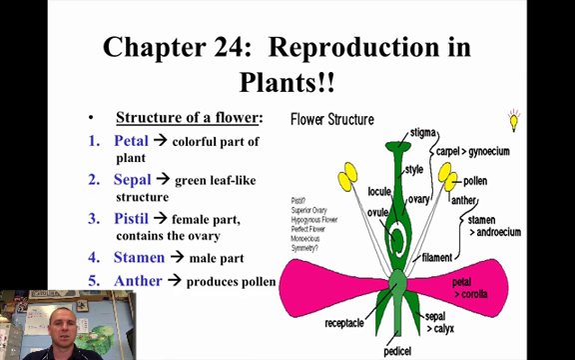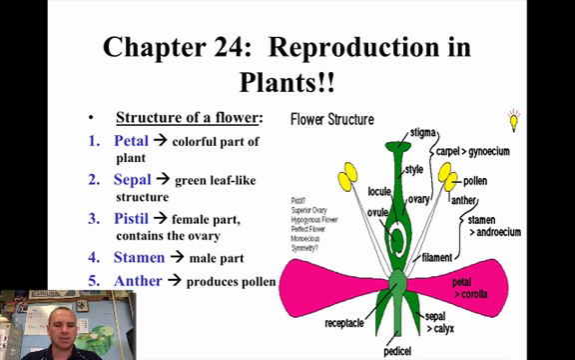All right, now pistil. A pistil is the female part of the flower. It's also called the carpel. The pistil is over here. It looks kind of like a bowling pin structure, I guess. It's right here. That's the female part of the flower.